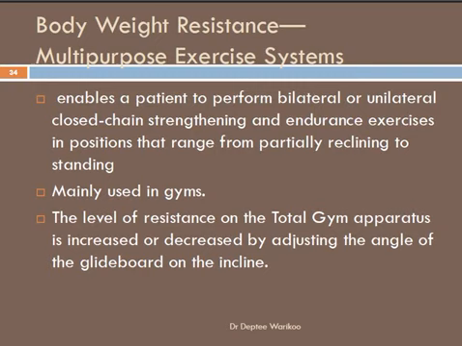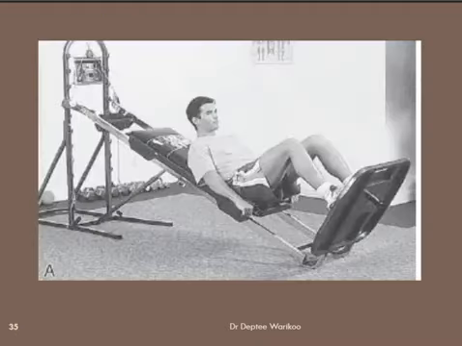Body weight resistance are multi-purpose exercise systems. These enable a patient to perform bilateral or unilateral closed chain strengthening and endurance exercises in positions that range from partially reclining to standing. These exercises are mainly used in gyms. The level of resistance on the total gym apparatus is increased or decreased by adjusting the angle of the glide board on the incline. Here you could see, you could change the angle of the glide board and vary the resistance. This is mainly used in gyms.